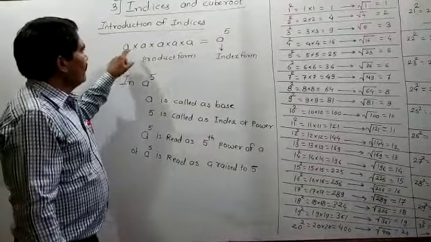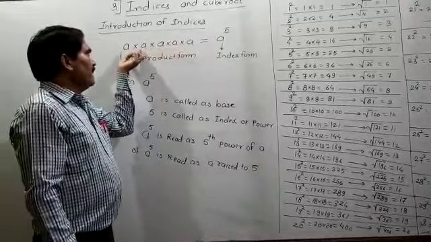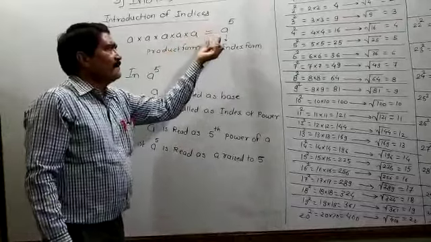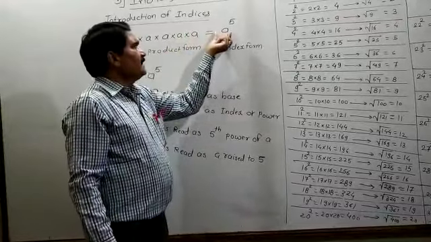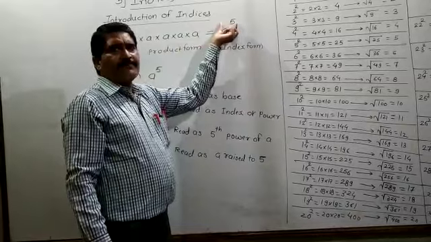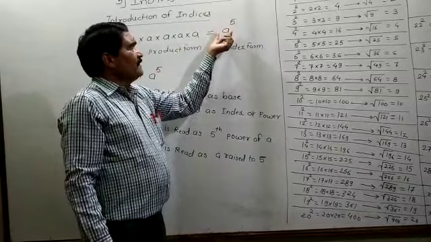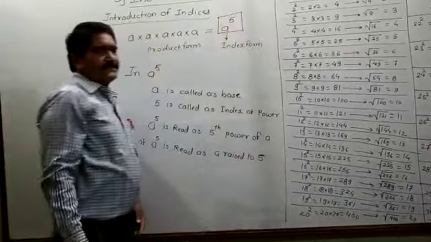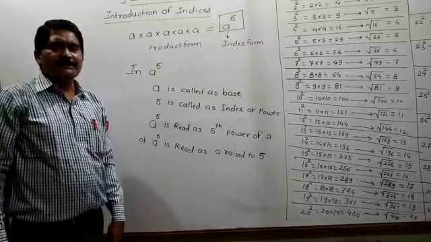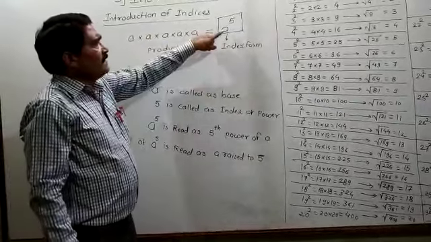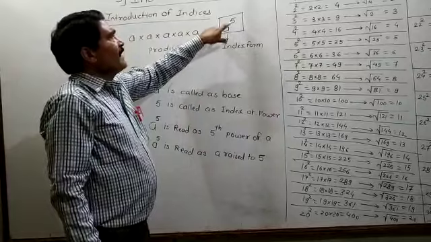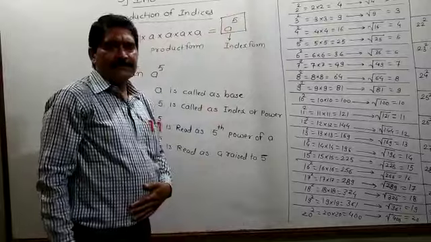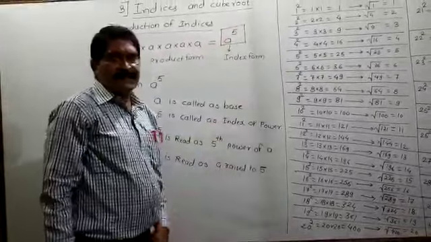If you observe a multiplied by a multiplied by a, this a is multiplied with a 5 times. So you have to write this a as it is, and how many times the multiplication, that you have to write upside. I will say that this form is called the index form. What is the meaning of index form? You understand? It tells us this is 5 times multiplication of a. This a is the base and 5 is the power, or a is the base and 5 is the index.